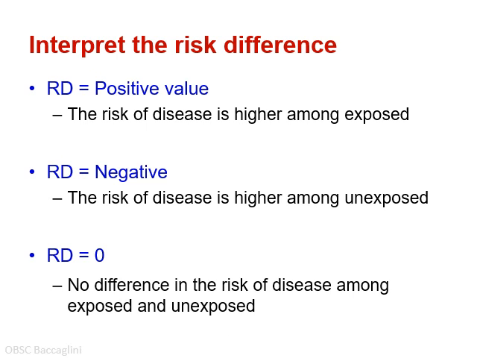The risk difference has a pretty simple interpretation. If the risk difference is a positive value, it means that the risk of disease is higher among exposed. If the risk difference is a negative value, it means the risk of disease is higher among unexposed. A risk difference of 0 means there is no difference in the risk of disease among exposed and unexposed.